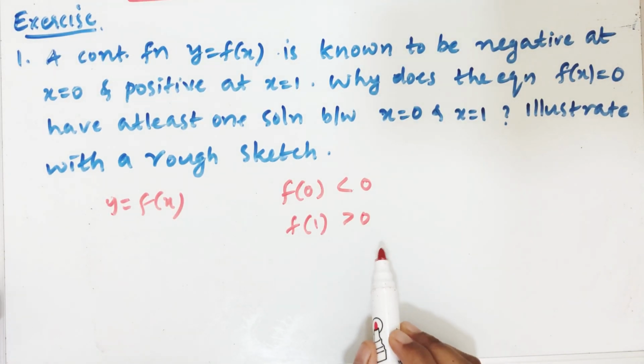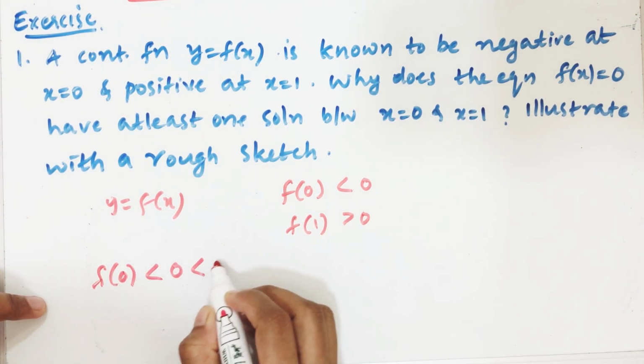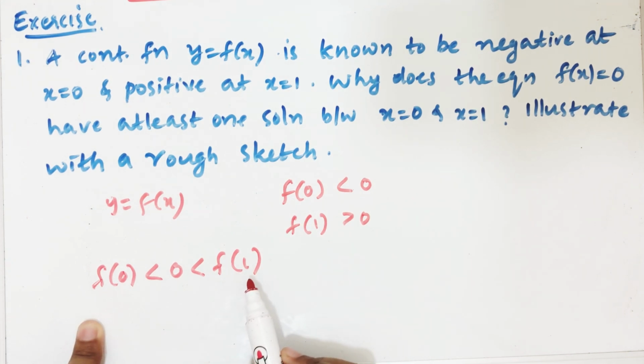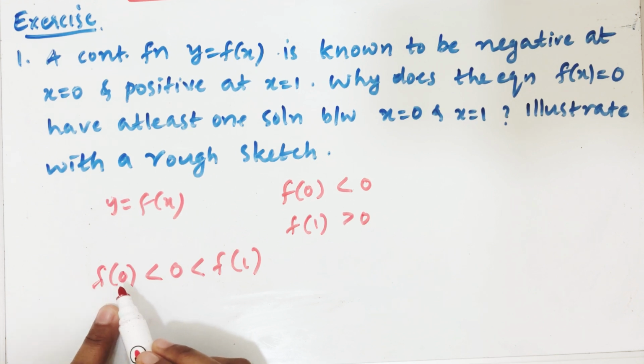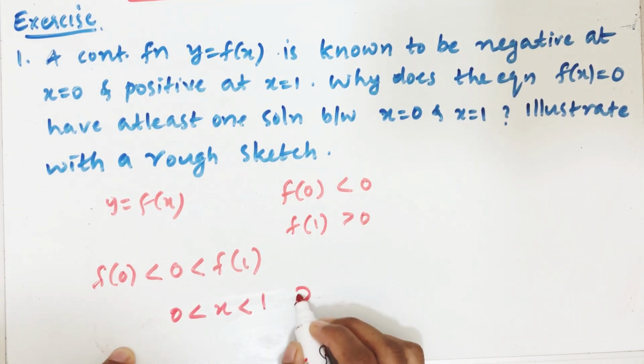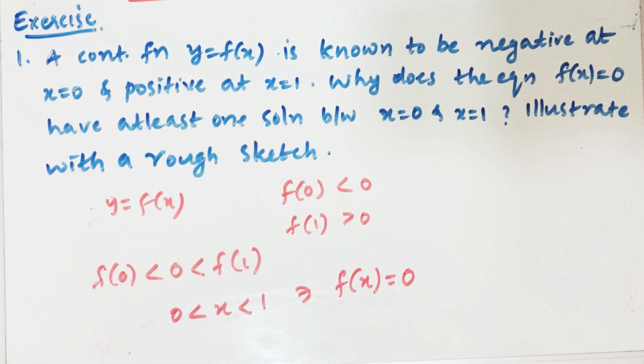0 lies in between f of 0 and f of 1. Less than 0, less than f of 1. Therefore, by the intermediate value theorem, there exists an x between 0 and 1, that is 0 less than x less than 1, such that f of x is equal to 0.